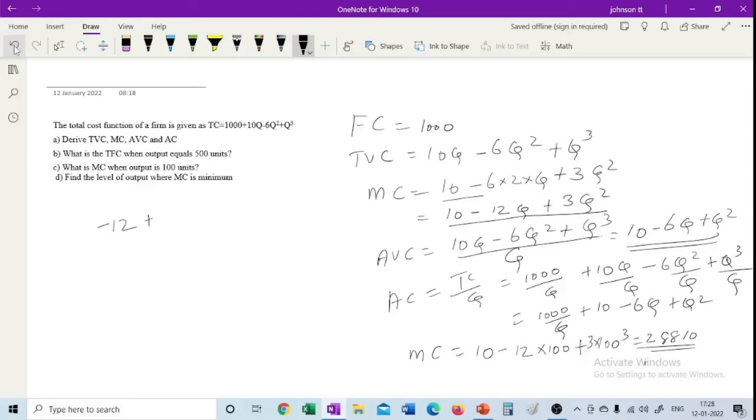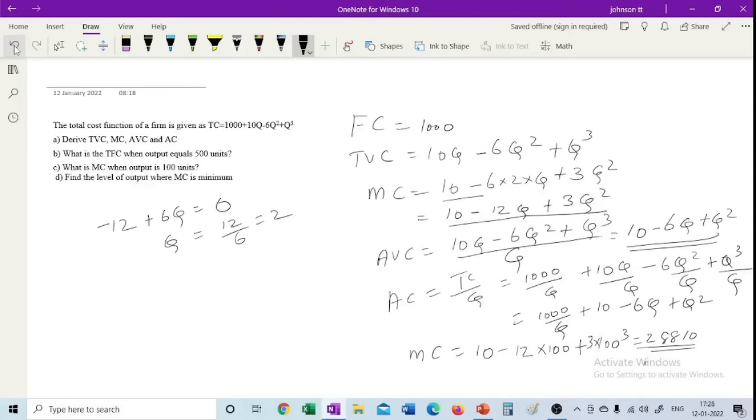plus 6q, since 3q square when you differentiate gives 6q. So that is equal to 0. From this, q is equal to 12 divided by 6, that is equal to 2. So when we produce 2 units of output, the MC will be the lowest.